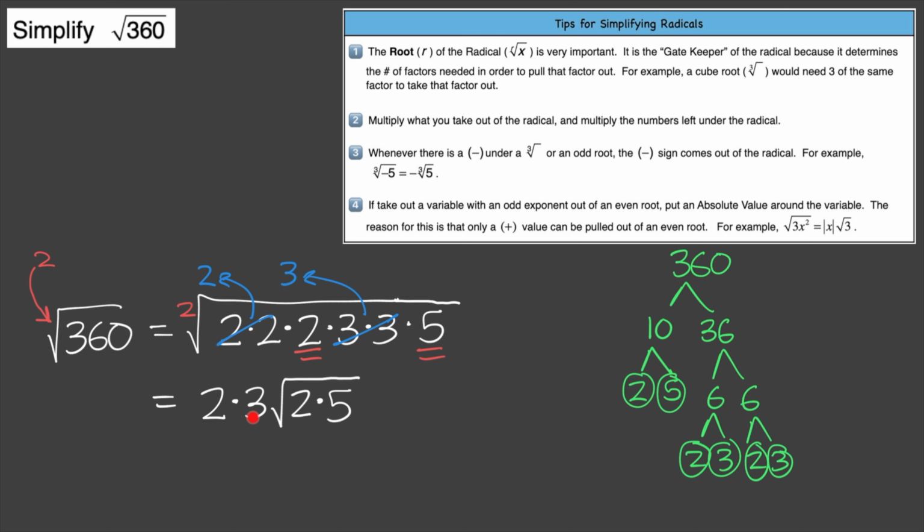All right, so these 2 and 3, we just multiply. And we get 6, and then we have 2 times 5, which is 10. And that is a simplified answer. So the square root of 360 equals 6 square root of 10.